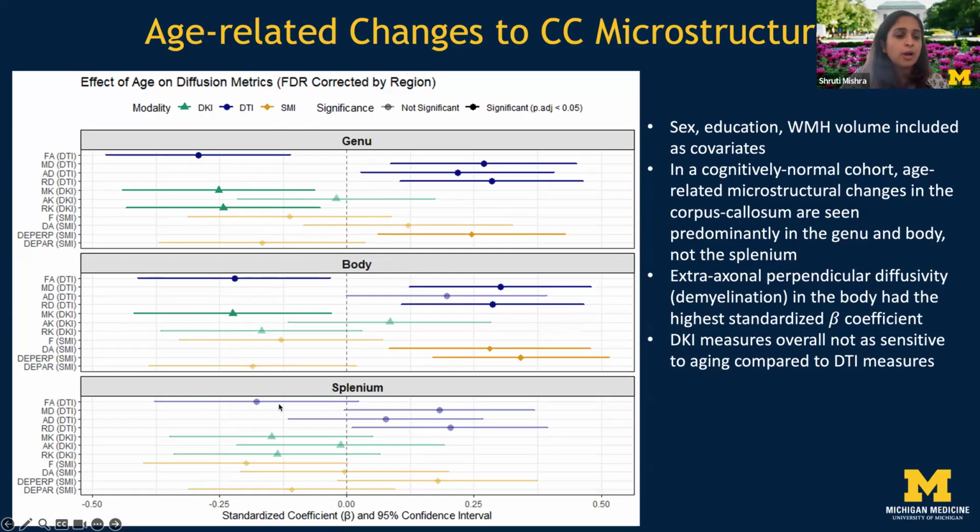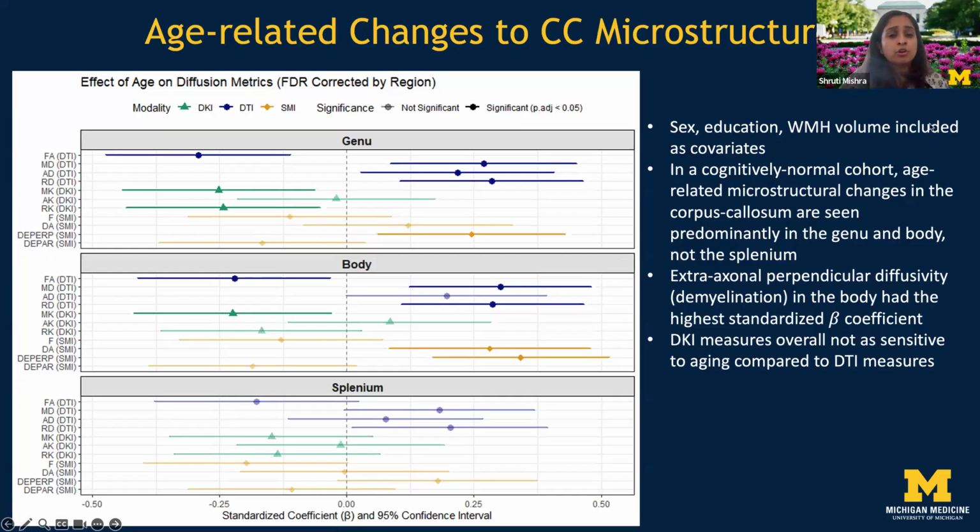Where it appears grayed out, the confidence interval for our standardized beta coefficient crosses zero, in other words, they are not significant. The ones that are not grayed out are statistically significant. We did apply an FDR correction by region to account for the multiple comparisons. And in all of our models, sex, education, and white matter lesion volume were included as covariates.